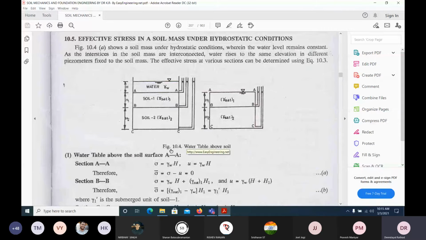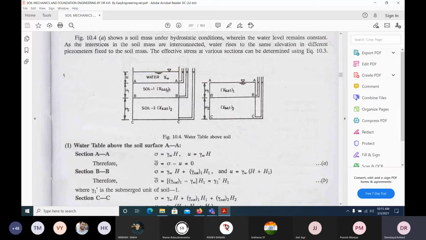Now look at here, this will explain to you. By definition, we'll go with it. When the water table is above the soil, let us consider this criterion: the water table is above the soil at section AA. Now my job is to find out the total stress.